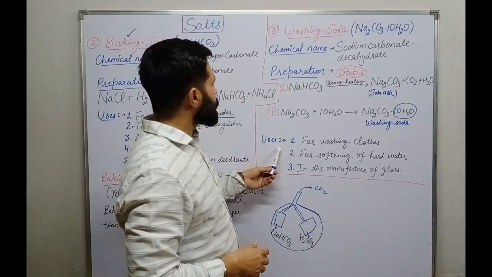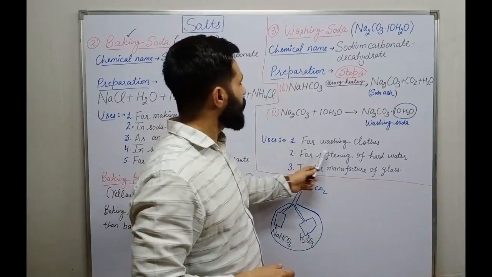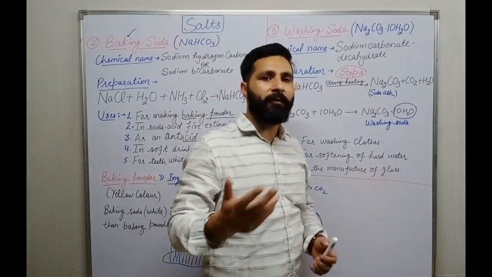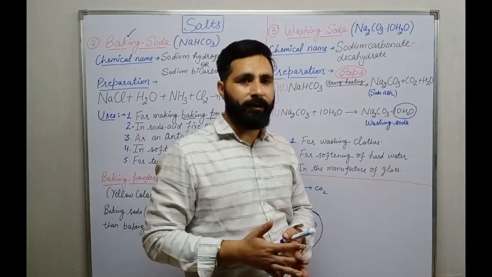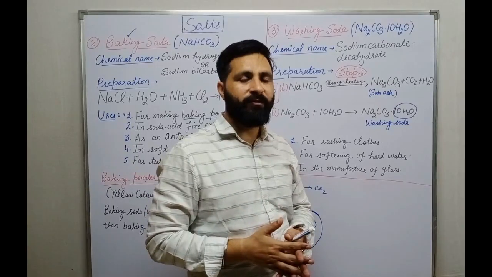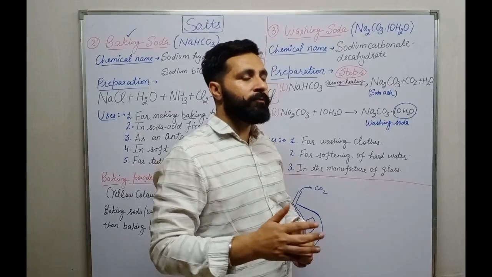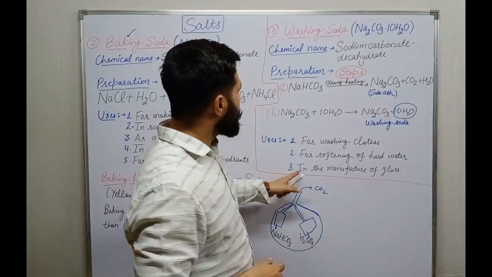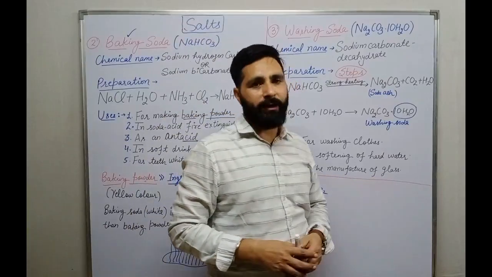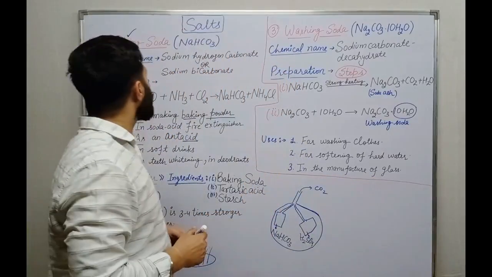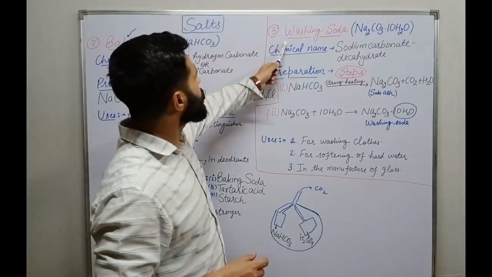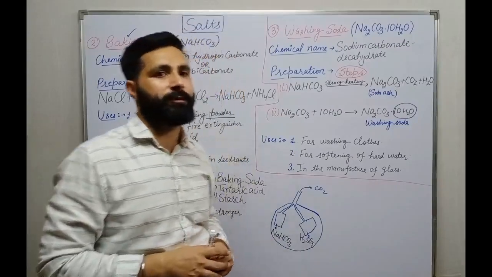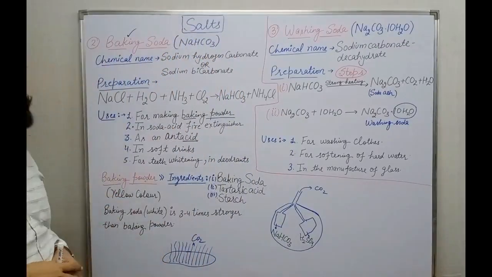So uses of washing soda, as the name suggests, for washing clothes at home, for softening of hard water. What is hard water? Which doesn't form lather with soap. The reason for hardness is calcium or magnesium salt. And in the manufacture of glass. And keep it in mind beta, baking soda and washing soda both are white crystalline solids, but baking powder is yellow in color.